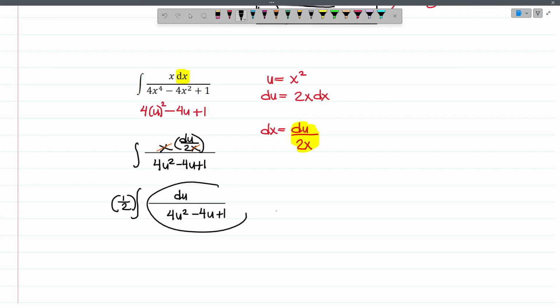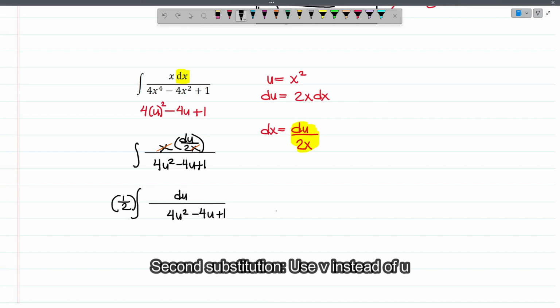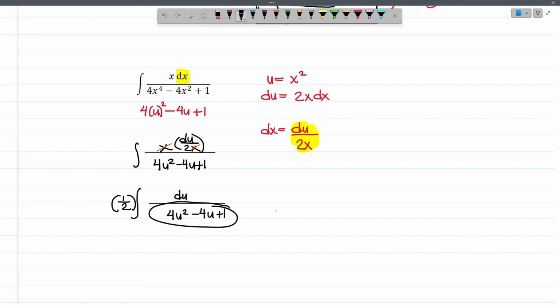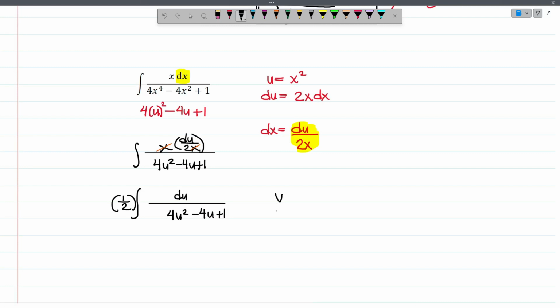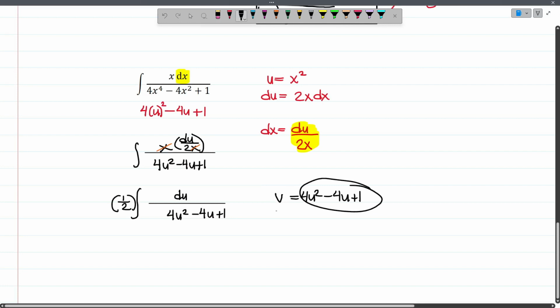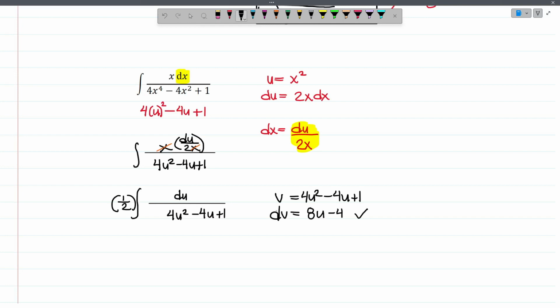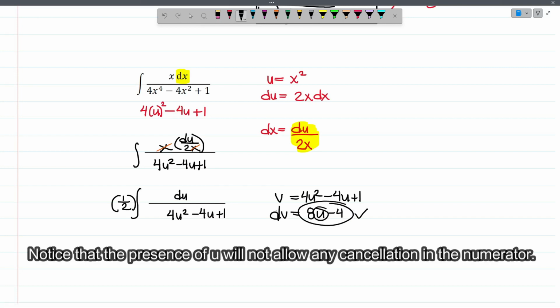Now, if you look at this function, you still cannot apply a general integration formula for this. Thus, we will do another round of substitution. In this substitution, we will now use v instead of u. However, take note that we will not treat 4u squared minus 4u plus 1 as our v, because if we consider that as our v and differentiate it, we have dv is equal to 8u minus 4. Again, we are differentiating with respect to u. However, this will not do anything because we need to only have a variable v in our new function. Since this has u, this will not change a thing.